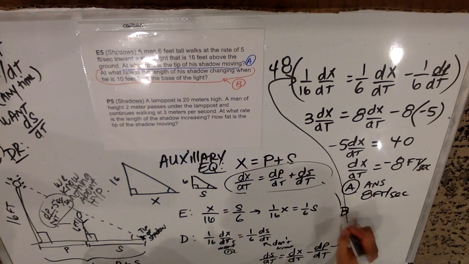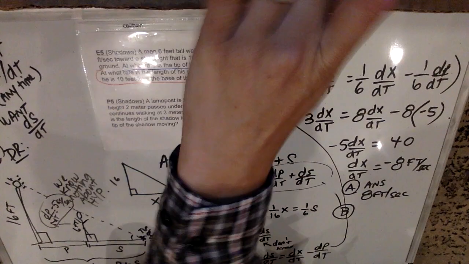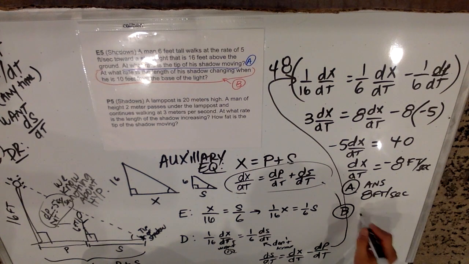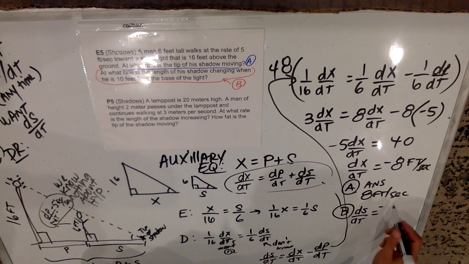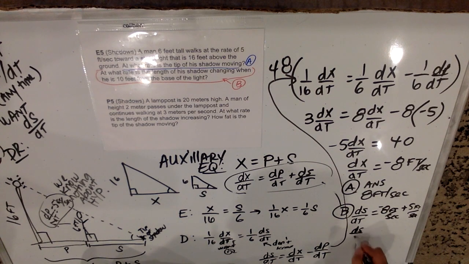And then the answer to B is actually solvable by knowing that auxiliary equation. The funny thing about doing this is you've inadvertently done all of the work for B already, because we know ds/dt, which is the thing I want, is equal to dx/dt, which we've established was a negative 8 feet per second, minus dp/dt, so that would be plus 5 feet per second. So I end up getting that ds/dt is a negative 3 feet per second.